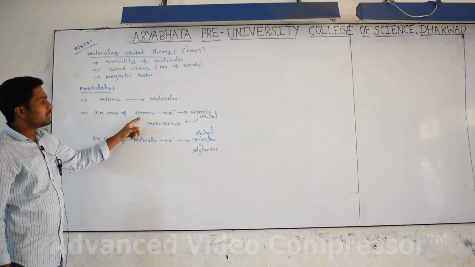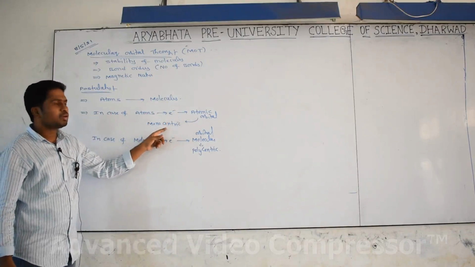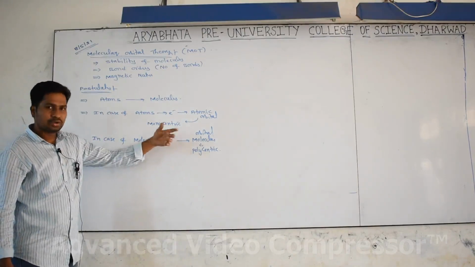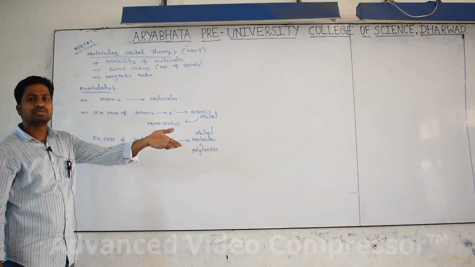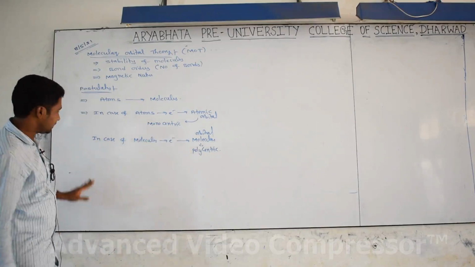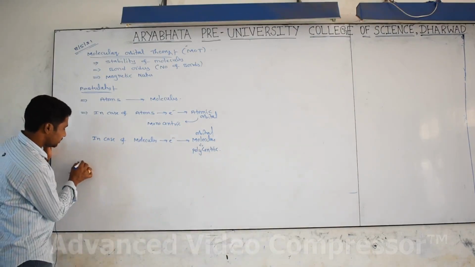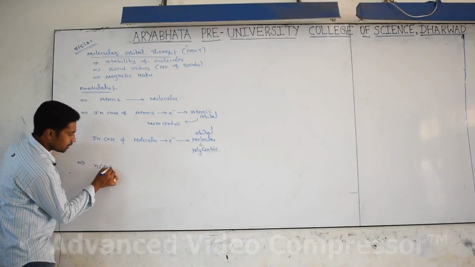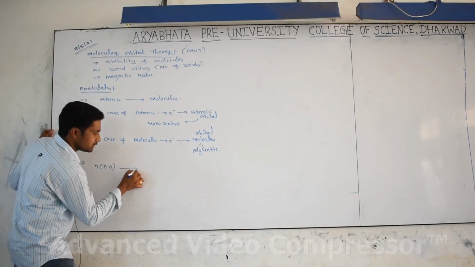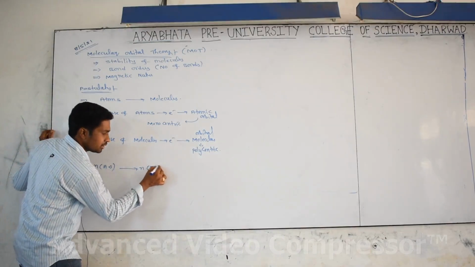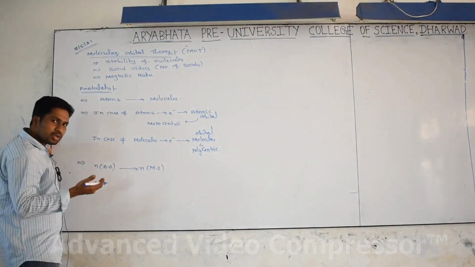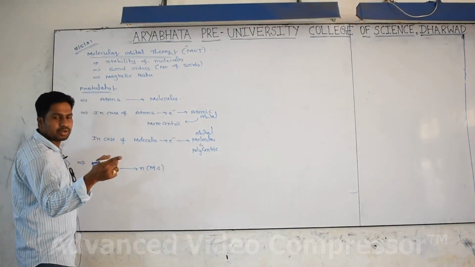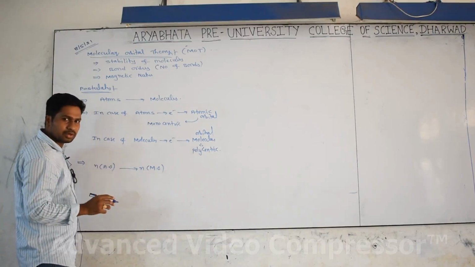When atoms are combined together, we get molecules. In case of atoms, electrons enter atomic orbitals, and the atomic orbital is monocentric. In case of molecules, electrons enter molecular orbitals, and because the molecule is formed by many atoms, it is polycentric. Next point we have to discuss very carefully. However many atomic orbitals are combined, the same number of molecular orbitals we get. Like hybridization, however many atomic orbitals enter, the same number of hybrid orbitals we get.